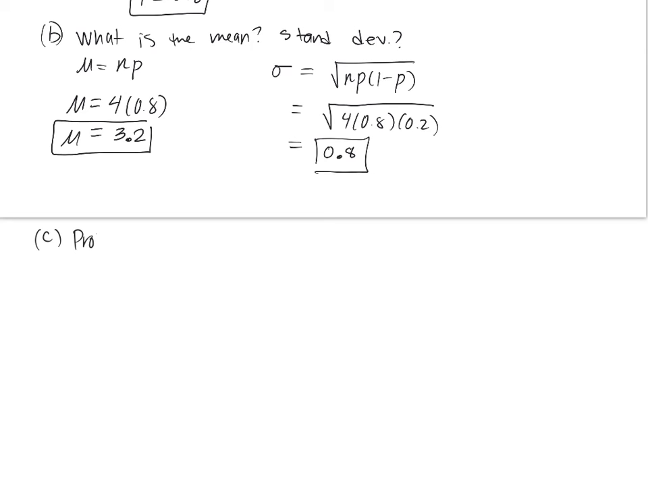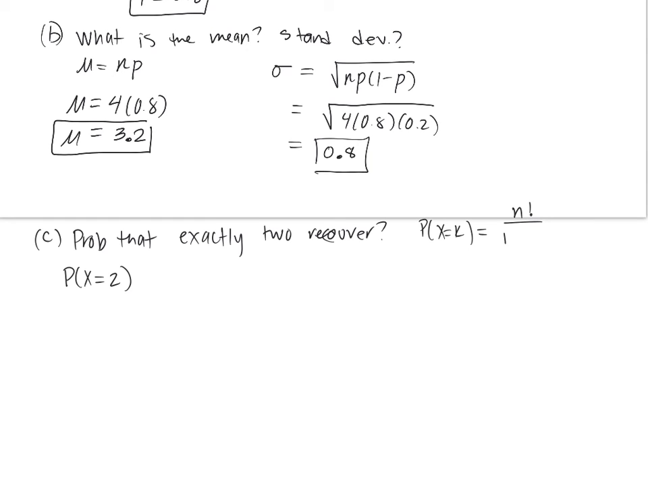All right, last one that I want to add is my part C. What is the probability that exactly 2 people recover? So P(X = 2). And you don't have to have this memorized, but the probability that X equals k was n factorial over k factorial times n minus k factorial, times p to the k, times 1 minus p to the n minus k. You don't have to have that memorized, just put it on your note card and know how to use it.